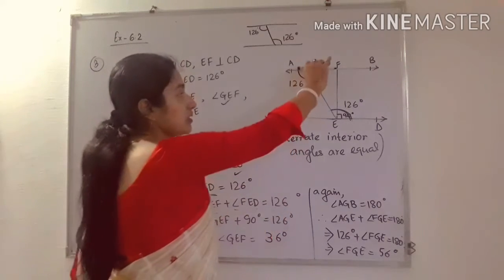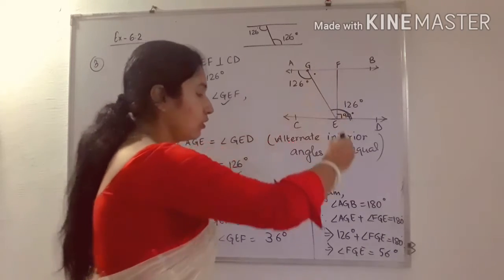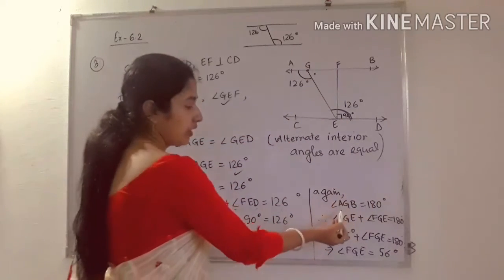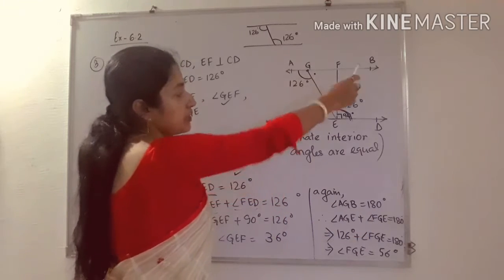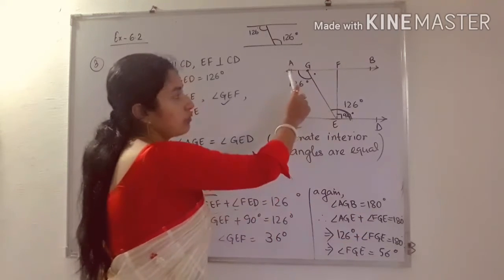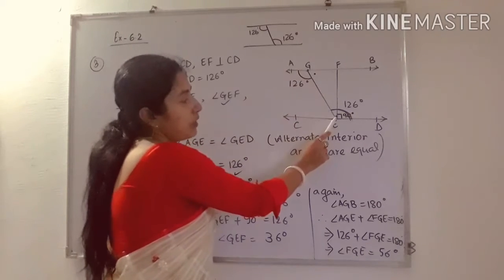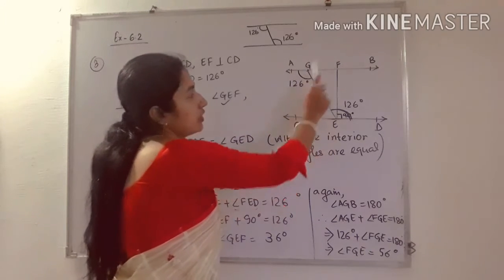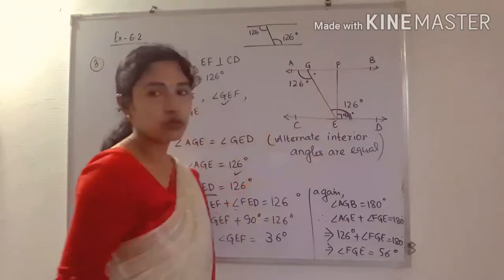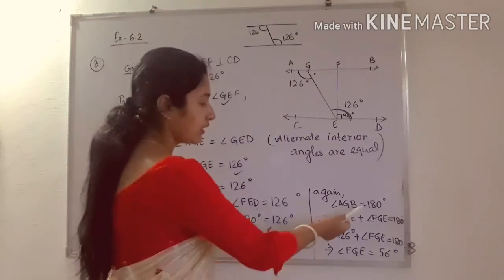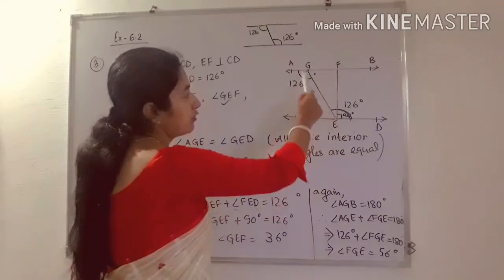So see, this is a straight line. That means a straight line is equal to what? A straight angle. That means it is forming a 180 degree angle. So we can write angle AGB is equal to 180 degrees, and in place of angle AGB we can write angle AGE plus angle EGB, or we can write angle EGF, that is also the same thing. So I have written angle AGE plus angle FGE.